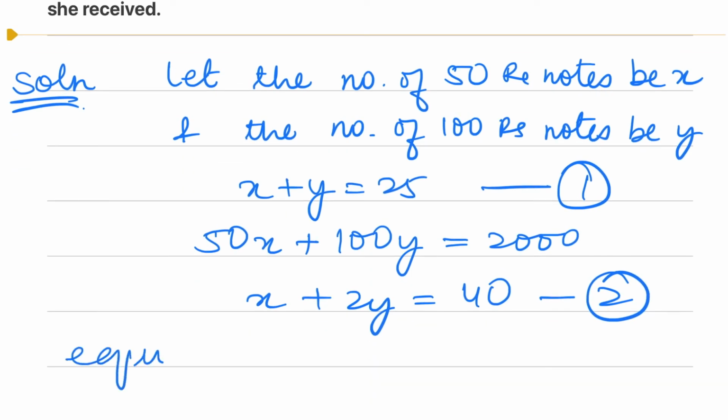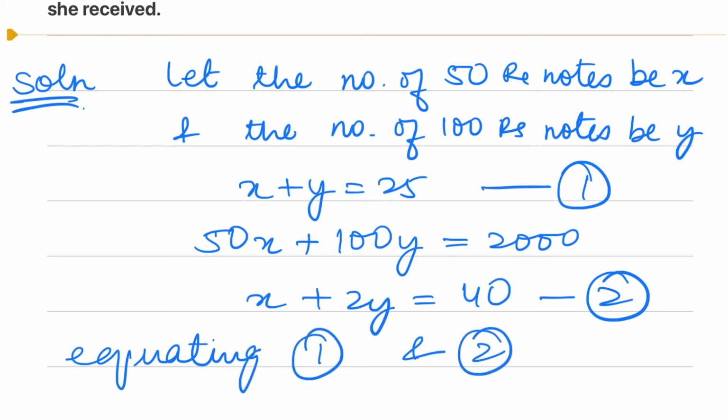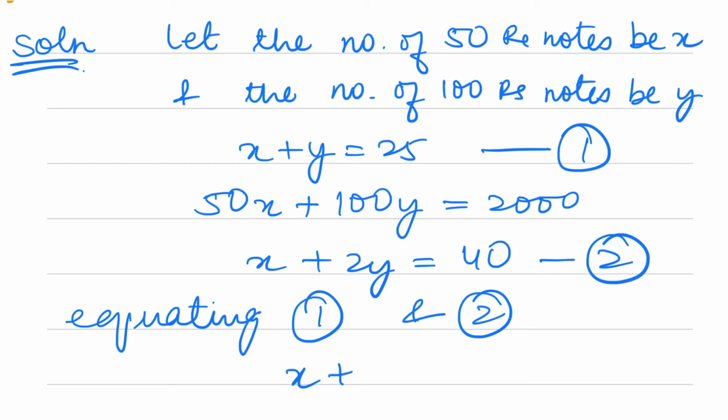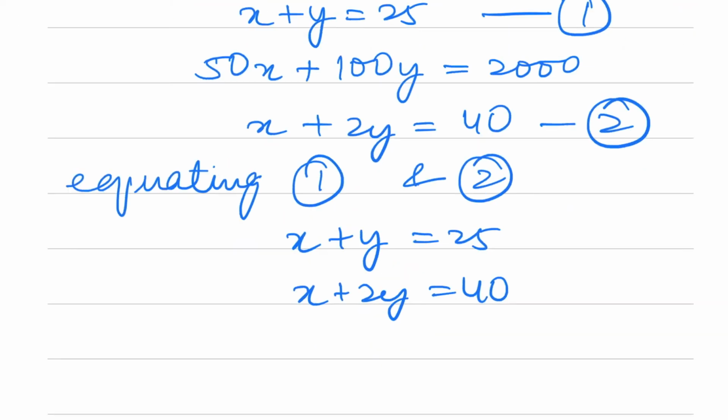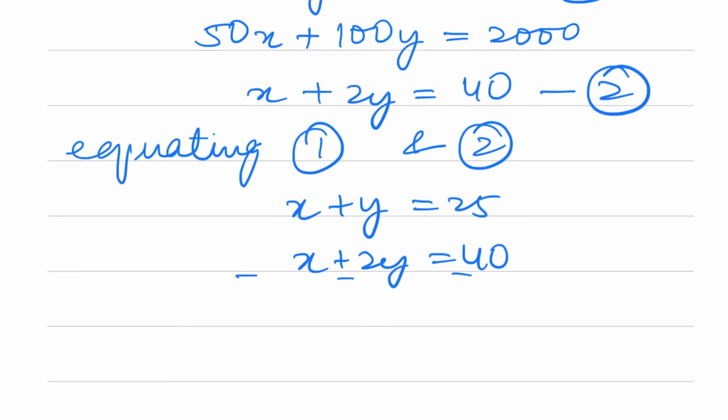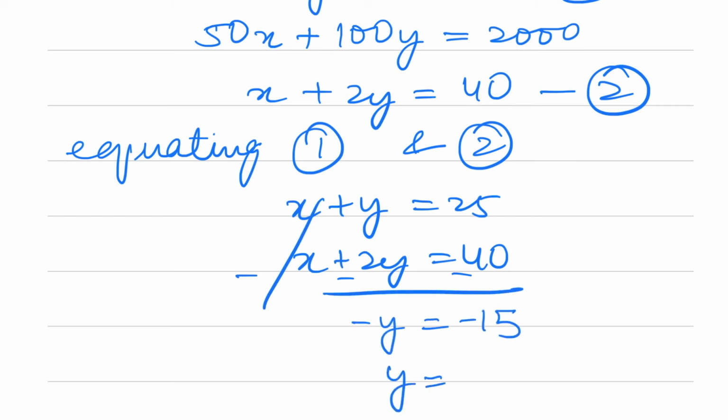Now equating 1 and 2. So we get x plus y is equal to 25 and x plus 2y is equal to 40. So subtracting, this gets cancelled. Minus y is equal to minus 15, y is equal to 15.